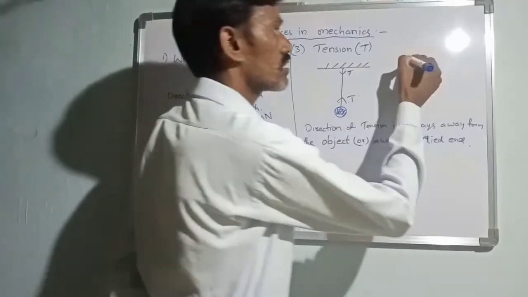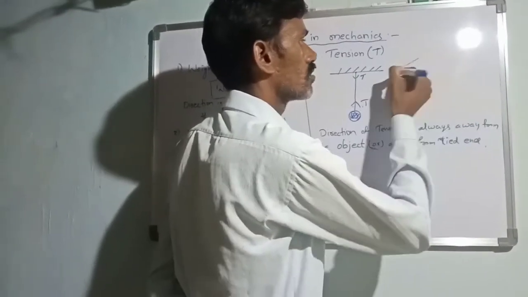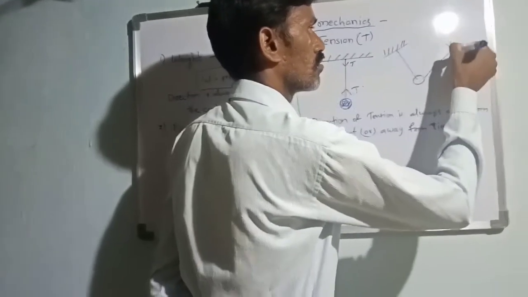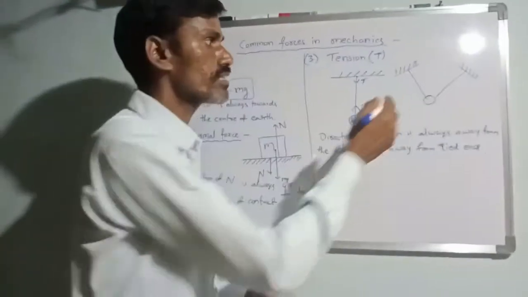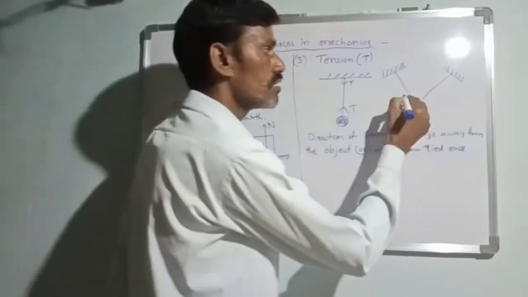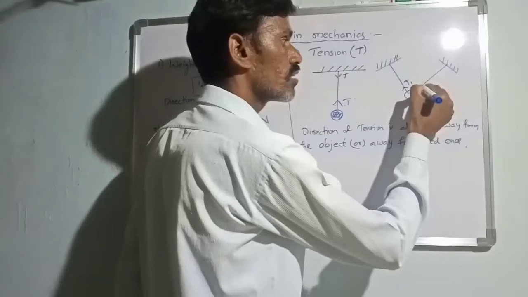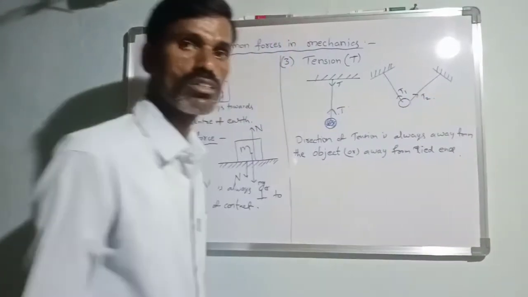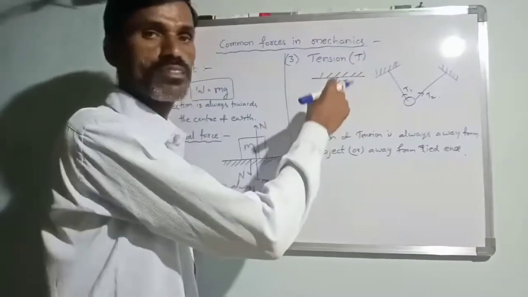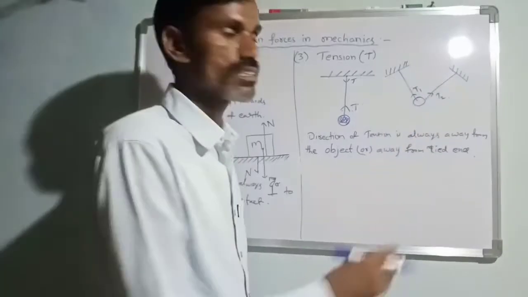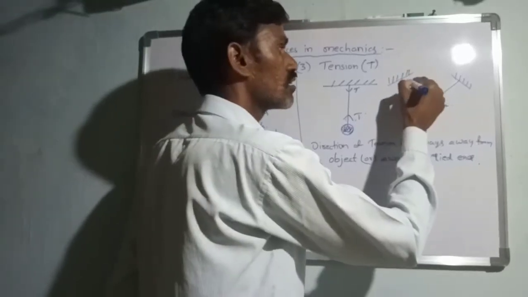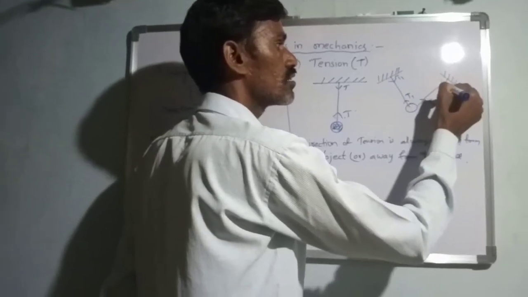Suppose I take one more case. A ball is hanged with the help of two strings, then the tension developed in the strings: for this string the tension is T1 and for this string the tension is T2. If the string is the same throughout, the tension is the same, but if the string changes, the tension must change. So here also, this is T1 and this is T2.